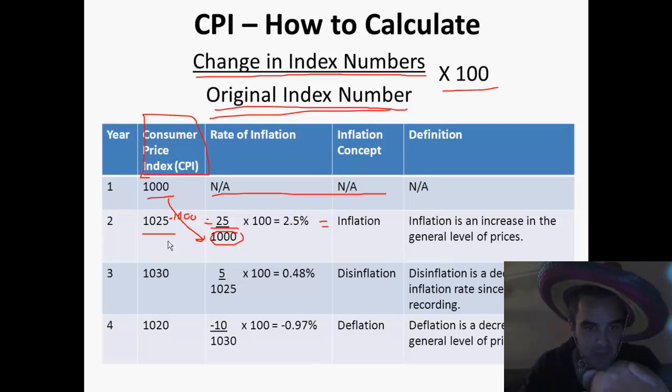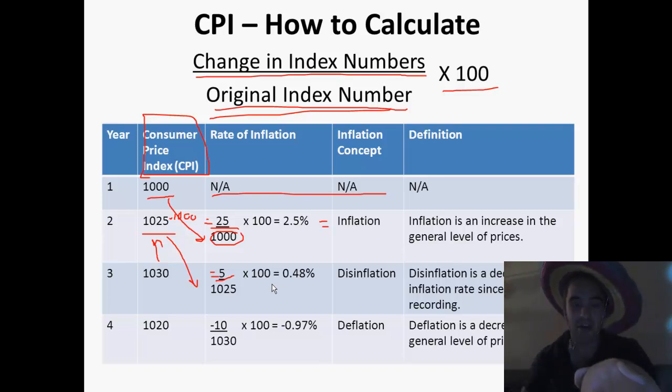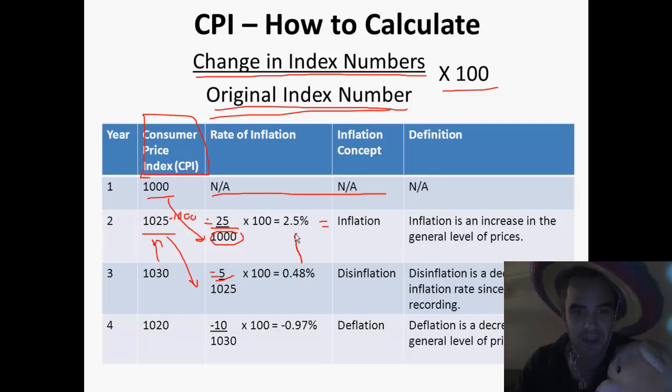Next one, year 3, 1030 minus 1025 equals 5. So slightly less than the 25 here. So 5 over 1025, remember it's the original index number, so it's coming from here, times 100 equals 0.48%. Now that is disinflation. The 0.48% is less than the 2.5% here.